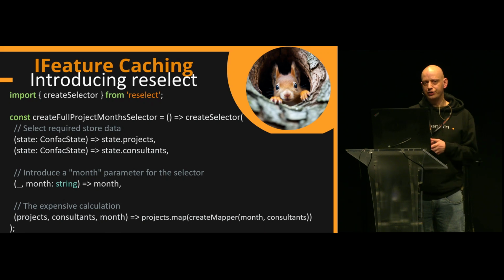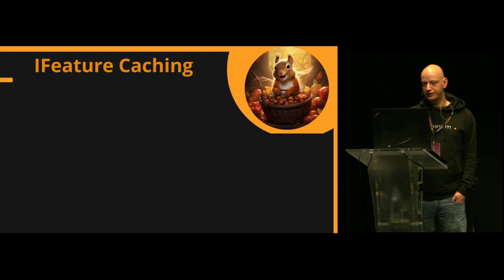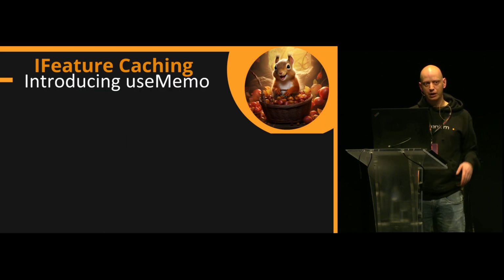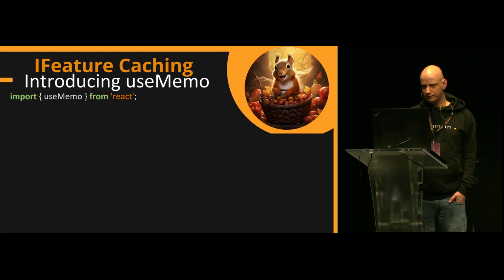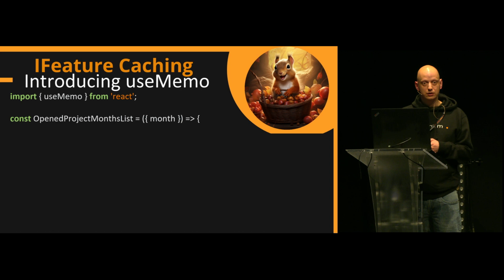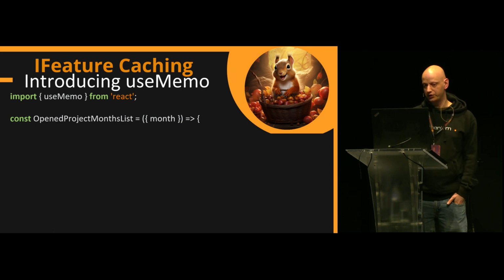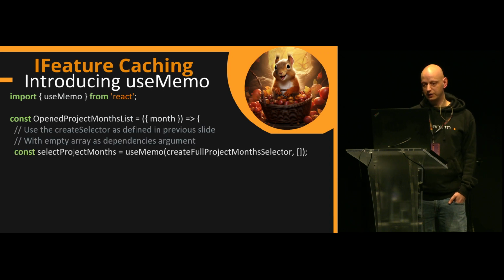But this is not enough, the createSelector. We need to use another feature from React itself, and that's the useMemo hook. And now we will be combining those two to actually cache the calculations for all the resolvements for each month. So we import useMemo from React, and then we create our OpenedProjectMonthList component, which has just a single parameter, the month, that needs to be generated. And then we use the useMemo on our previously created selector.